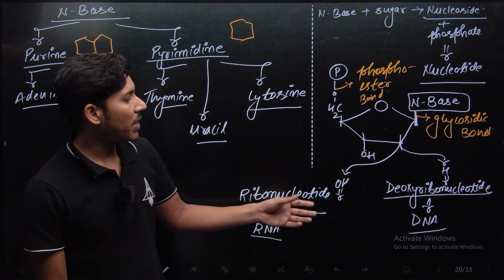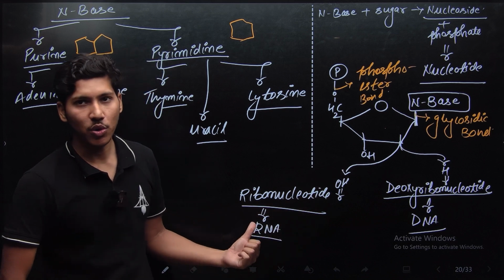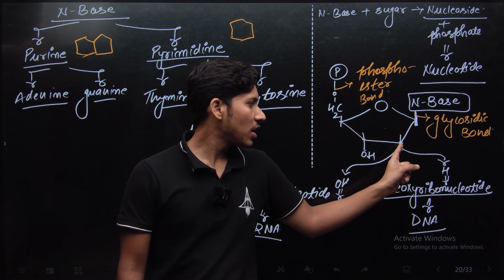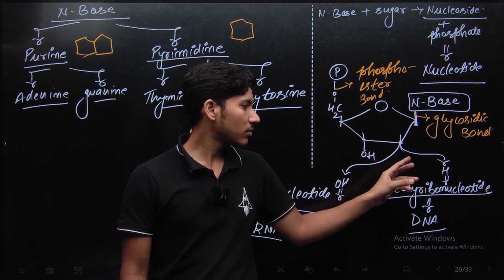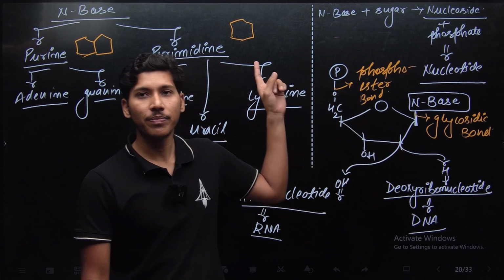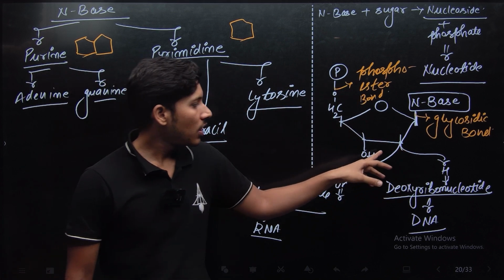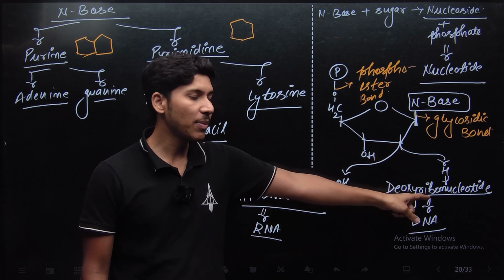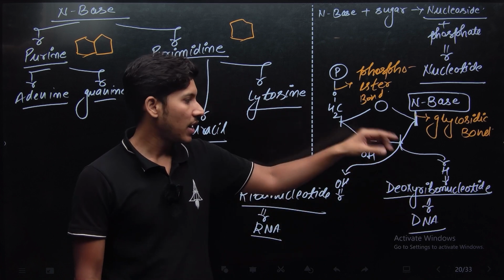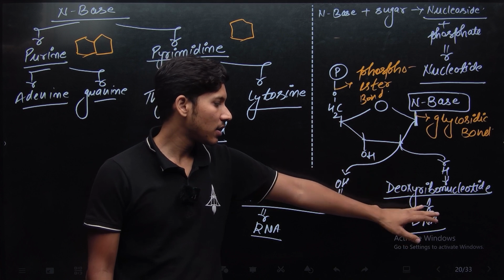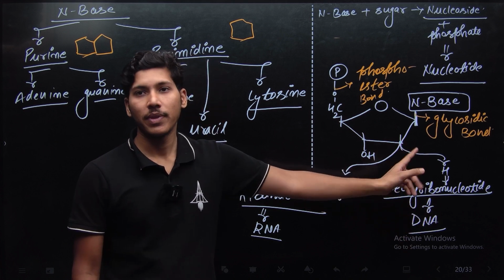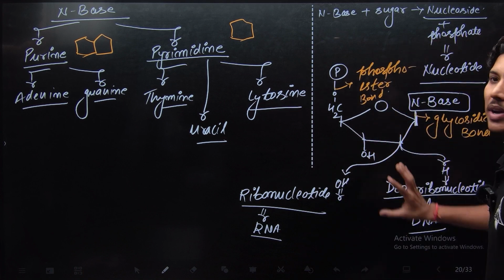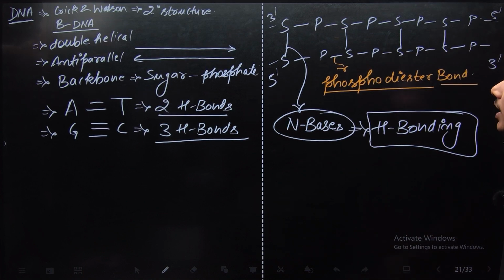Now it can be a deoxyribonucleotide or a ribonucleotide. A ribonucleotide has all these structures except thymine, it has uracil, and also it has OH at the 2' position. A deoxyribonucleotide has thymine and it has H at the 2' position. And these structures polymerize to form DNA or RNA.